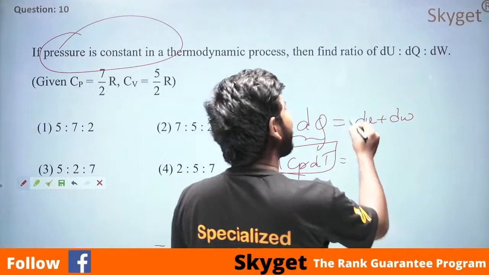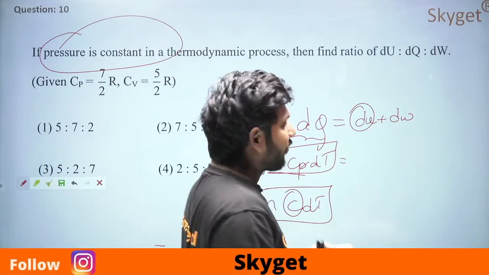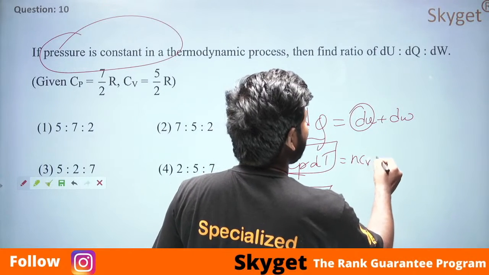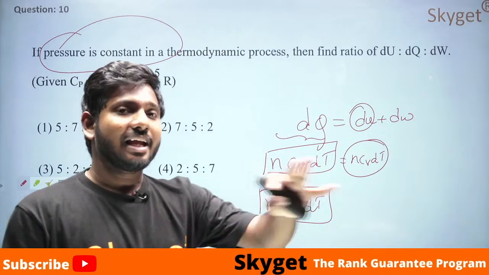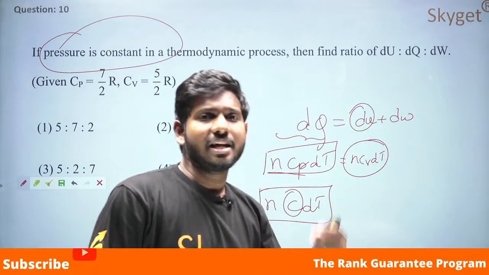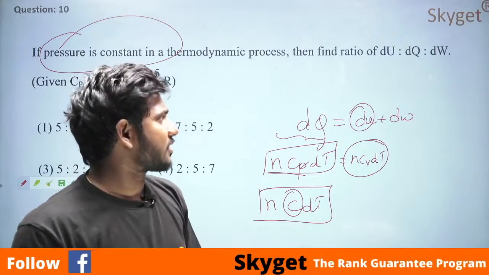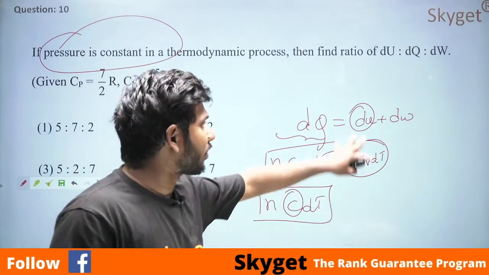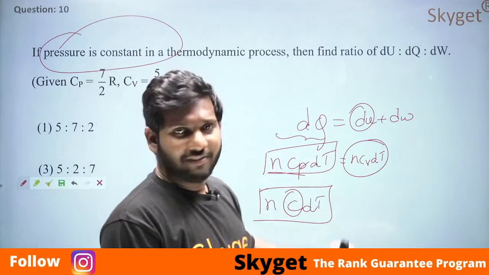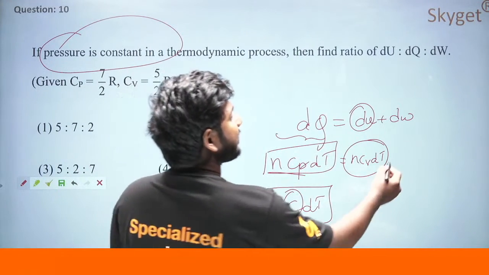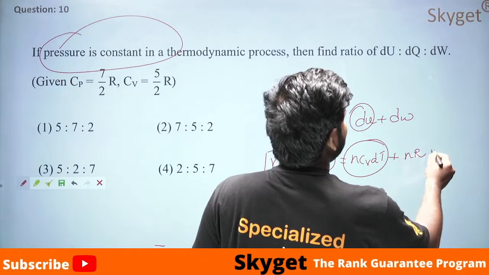What is dU? dU, whatever the process may be, we need to write as nCv dT. How nCv dT you need to write, this you will find in explanations. We keep detailed explanations on these questions. There you will be able to find out how dU is nCv dT. In whichever process, dU should be nCv dT, plus dW will be nR dT.